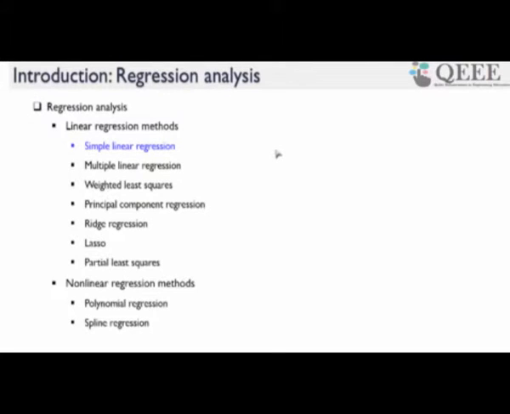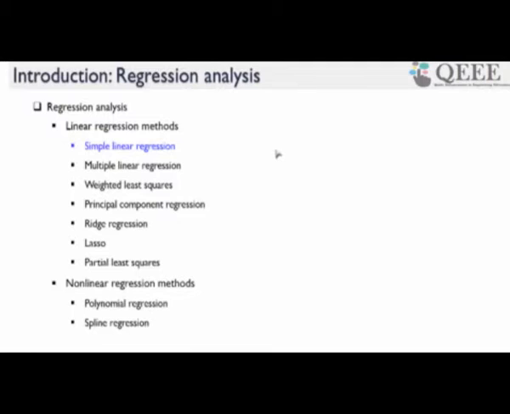In linear regression methods, as we talked before, simple linear regression is the simplest of them all, where I have one dependent variable and one independent variable. Multiple linear regression would be where I have one dependent variable and multiple independent variables, and when I put many of these together, I get multivariate regression.